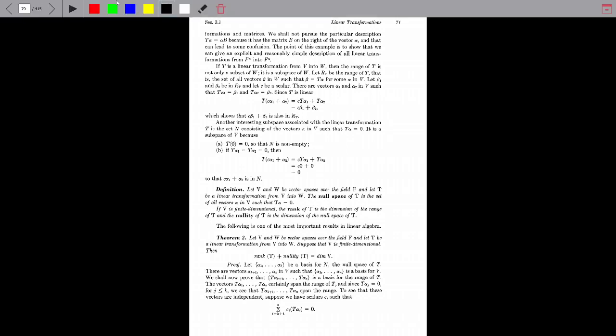Hi all, today we discuss the rank-nullity theorem, theorem 2. We have already discussed this theorem in your degree course, but this is a repetition of that theorem. The statement is that V and W are vector spaces over the field F, and let T be a linear transformation from V into W.